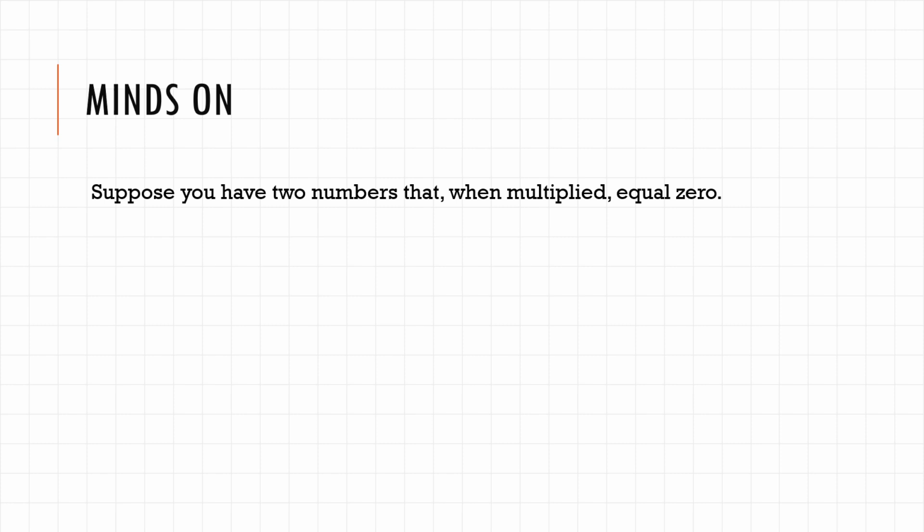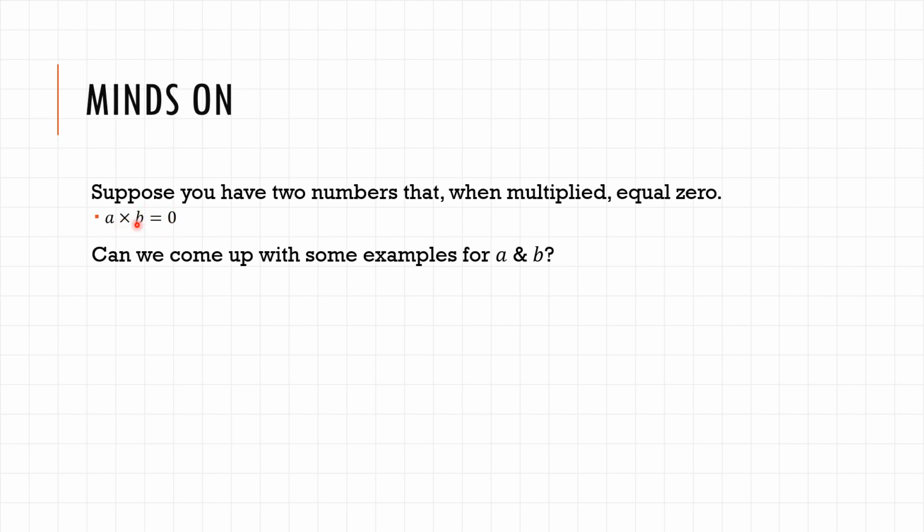To start us off, I want you to think about this. Suppose that you have two numbers that when you multiply them, you get 0. So a and b, such that a times b equals 0. Can you come up with some examples for a and b? So one of them is obviously a could be any number, and b has to be 0 if that's true. Okay, because any number times 0 must equal 0.